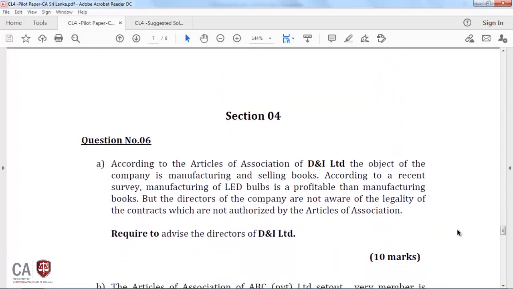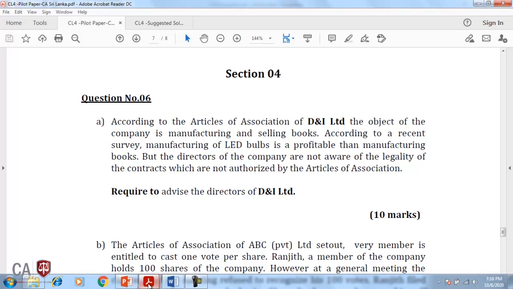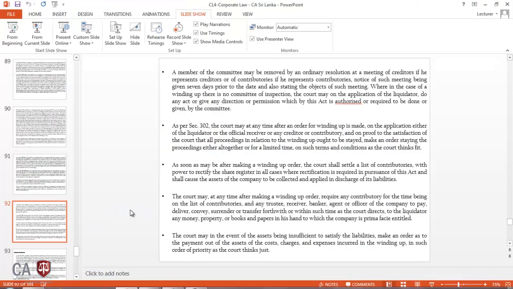Then section 4. Now, according to the articles of D&I Limited, the object of the company is manufacturing and selling books. According to a recent survey, manufacturing of LED bulbs is more profitable than manufacturing books, but the directors of the company are not aware of the legality of the contracts which are not authorized by the articles. They require advice. This case we also did in our presentations, you may remember.